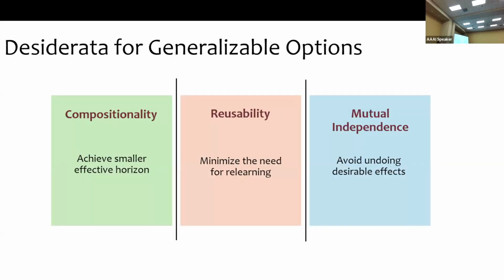So our goal is to invent options with three desired properties. We want to invent options that can be composed together one after the other, so the effective horizon of the problem is smaller. We want to invent options that minimize the need for relearning, so the amount of experience that is required should be reduced. And we want to invent options that are mutually independent from each other, so one option should not interfere with other options.